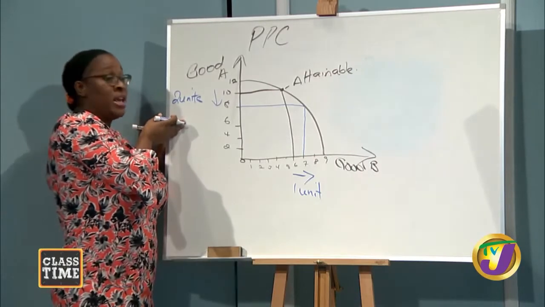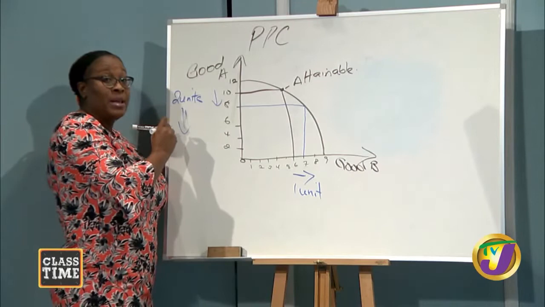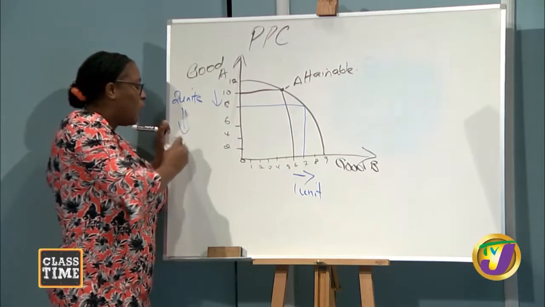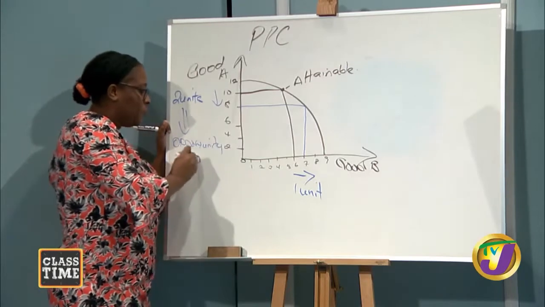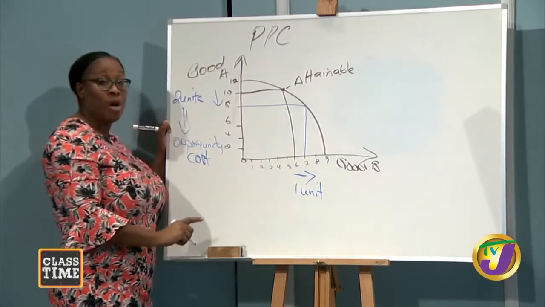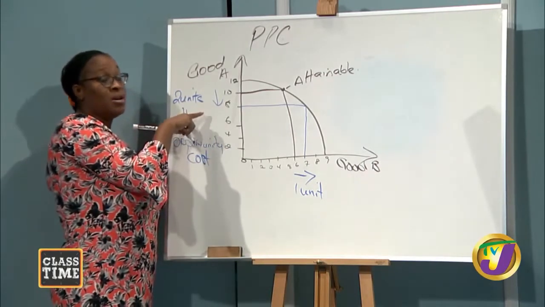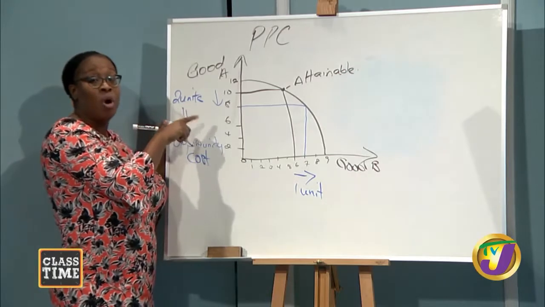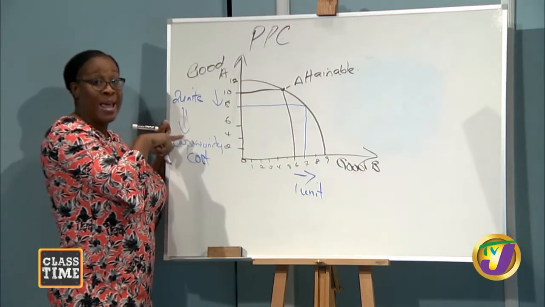And when we say give up, what term jumps into mind? The give up talks about opportunity cost. So in order to produce 1 more unit of good B, the economy or the society had to give up or sacrifice 2 units of good A.